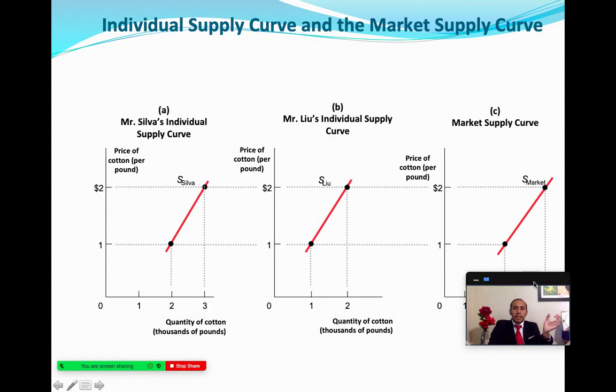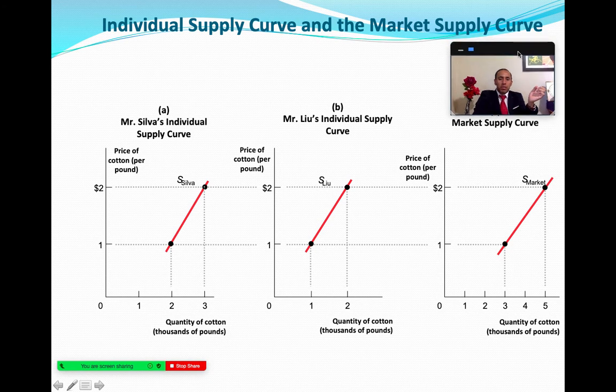So if we're looking at the market supply of goods and services, as well as analyzing this market supply, let's say we have two producers, Sylvia and Liu. Sylvia is an individual producer, and at $1 she supplies 2 units. If we increase the price to $2, Sylvia can increase the quantity supplied to 3. And then we have Liu, who is another producer that at $1 is only able to supply 1 unit, and at $2 he's only able to supply 2 units.